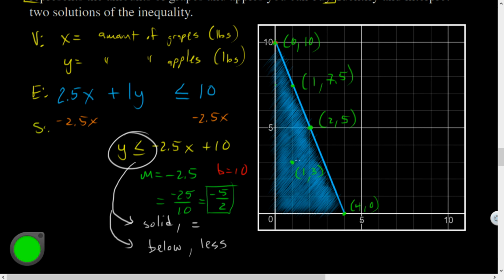1, 3 is also a solution. That's a solution where I don't spend all my money. That works. You also could have picked like this. Well, you can have half a pound, right? The store will sell you, right? I could buy a quarter pound of grapes and 9 pounds of apples. That's what that point would be.